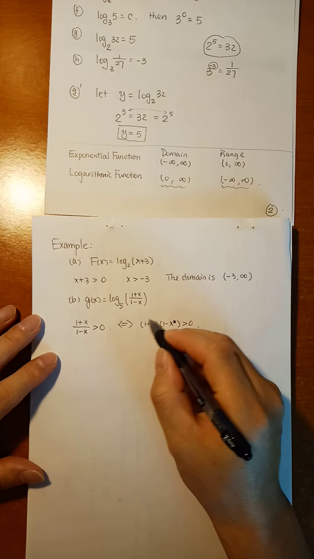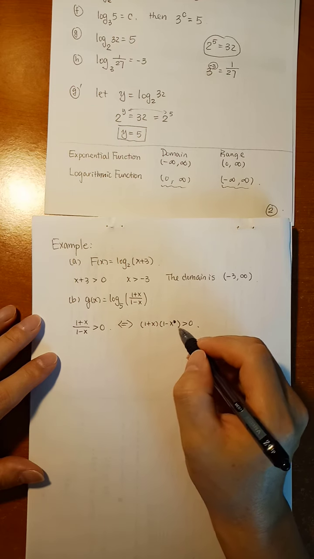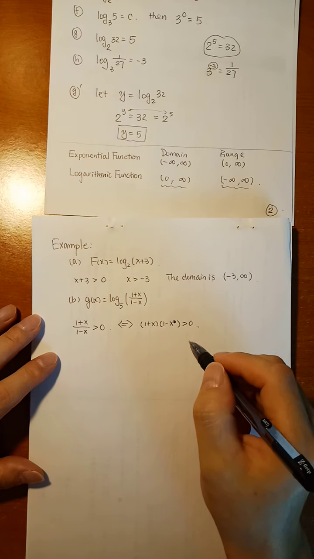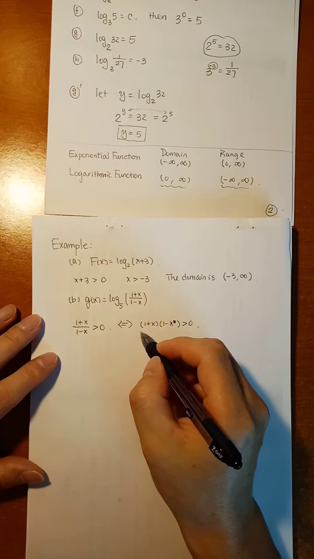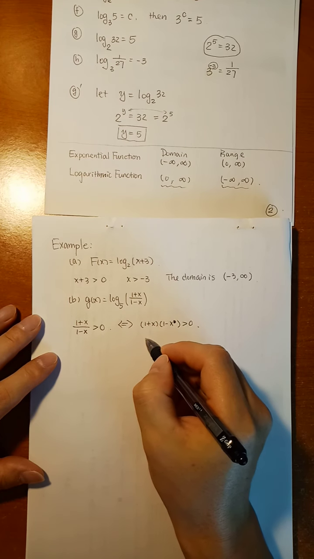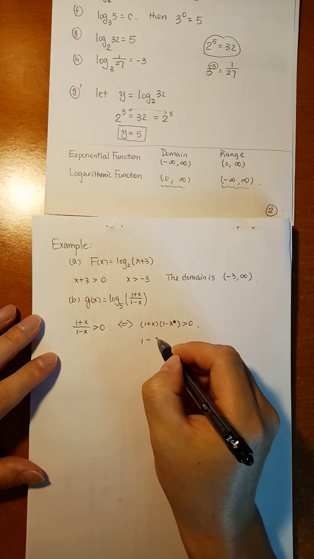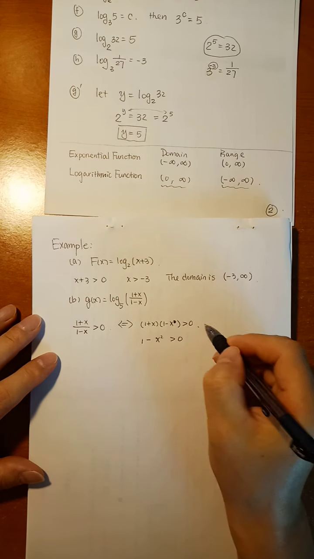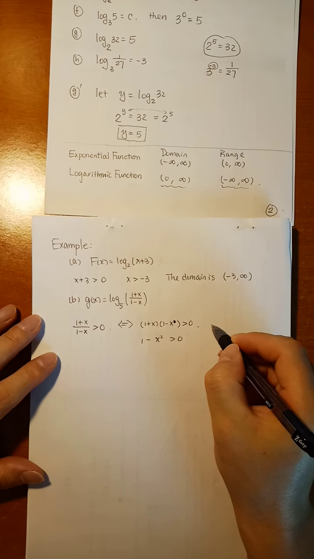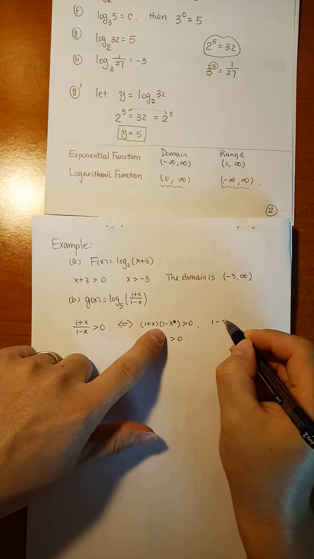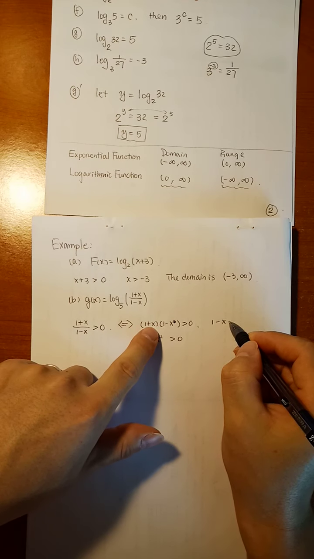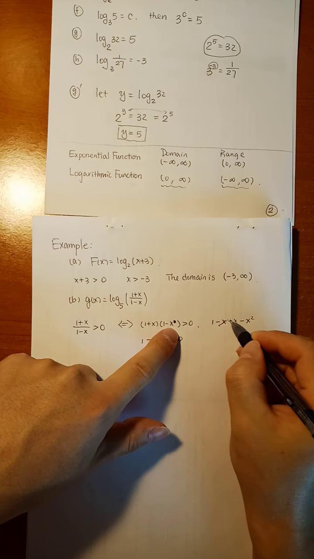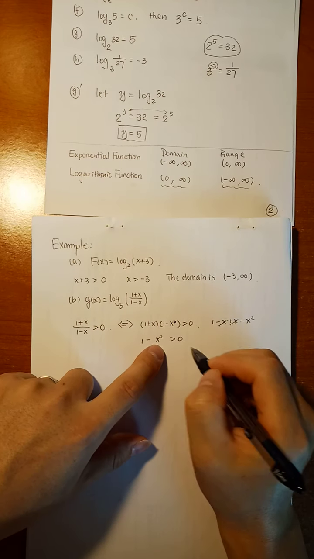How do we solve this one? This is a quadratic function. Let's check what we can have. First of all, if you multiply it out, you will get 1 minus x squared. You see, 1 times 1, 1 times negative x, plus x, x times negative x is negative x squared. You cancel the middle two terms, you get 1 minus x squared.